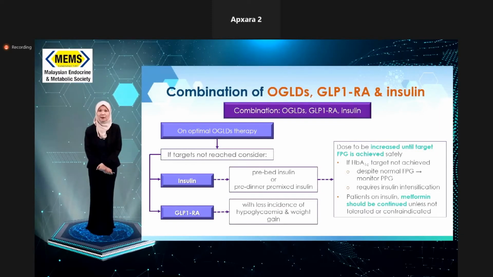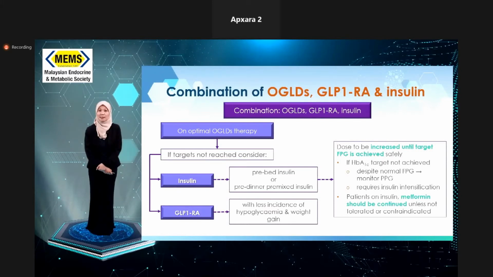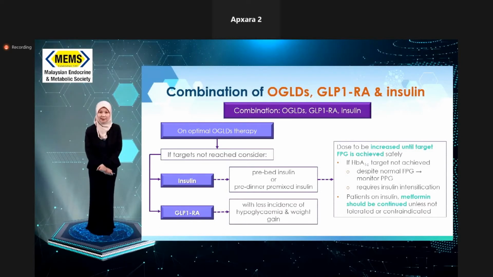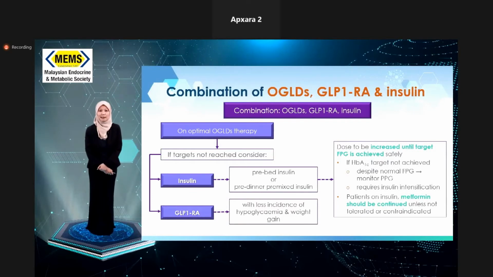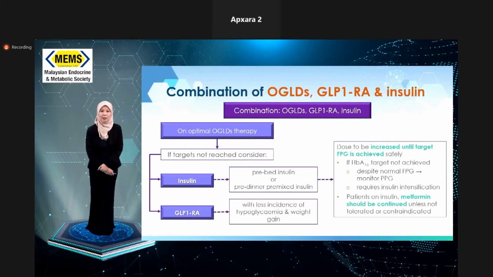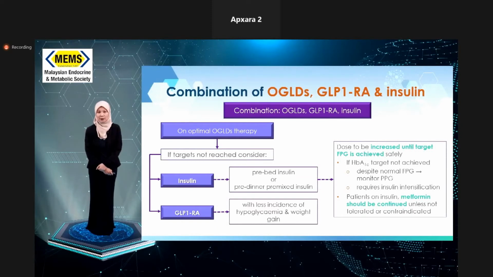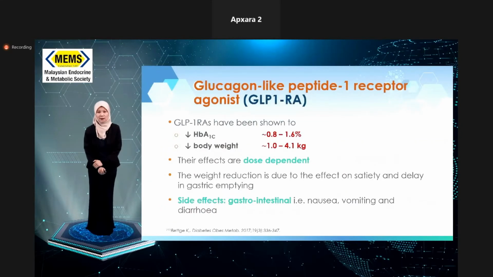To answer the question, which injectable do you choose following optimal use of oral glucose lowering drugs? Options are such. GLP-1 receptor agonists should be considered in patients who have concerns regarding hypoglycemia and weight gain. Insulin, however, has its role, and it should be initiated with a pre-bed insulin followed by the basal insulins if required, which I will dwell upon further on in the talk.